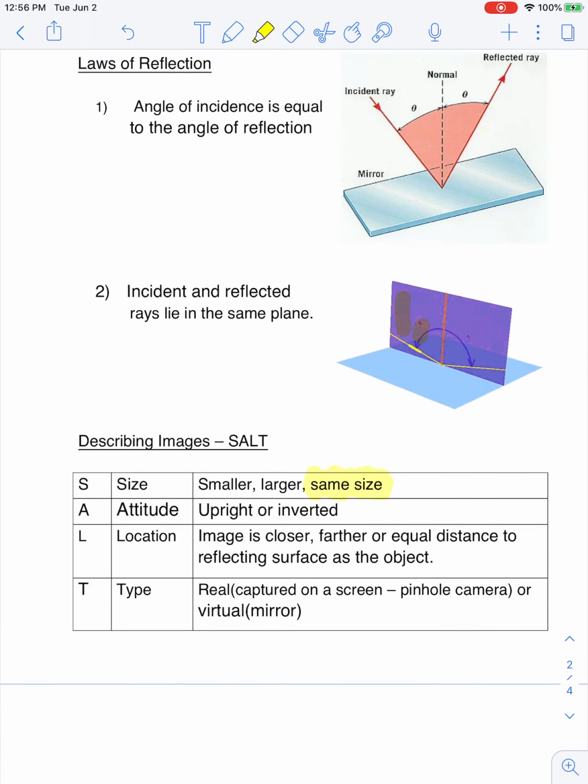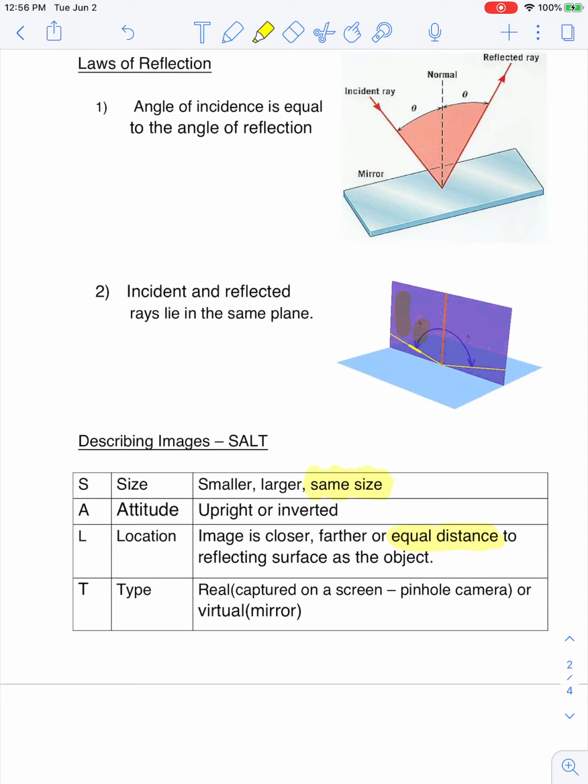Location. Now, look down and see how far you are from the actual mirror itself, and then look up at your image. How far is your image from the actual mirror? And what you should see is that they're an equal distance. However far you are standing from that mirror, it's the same distance the image is behind the mirror. So hopefully you got that.